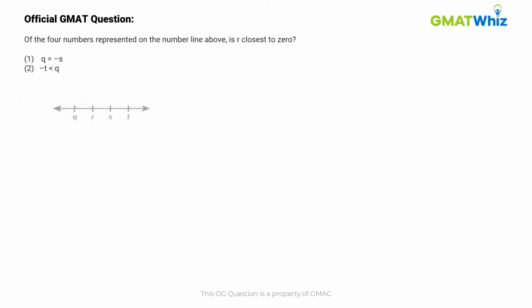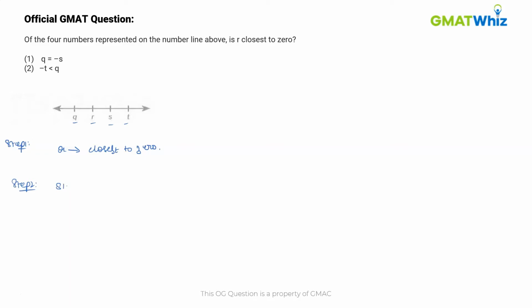In this question, we have 4 numbers which are represented on the number line. We have to find if R is closest to 0. Since there's not much information that we can infer from the question stem, we move on to step 2 and analyze statement 1.